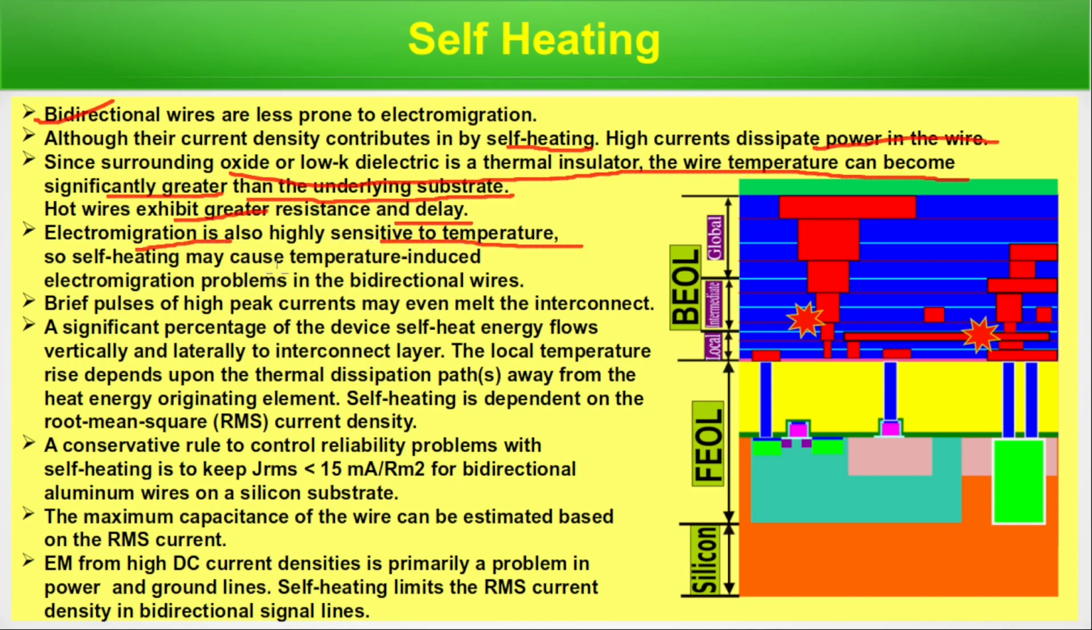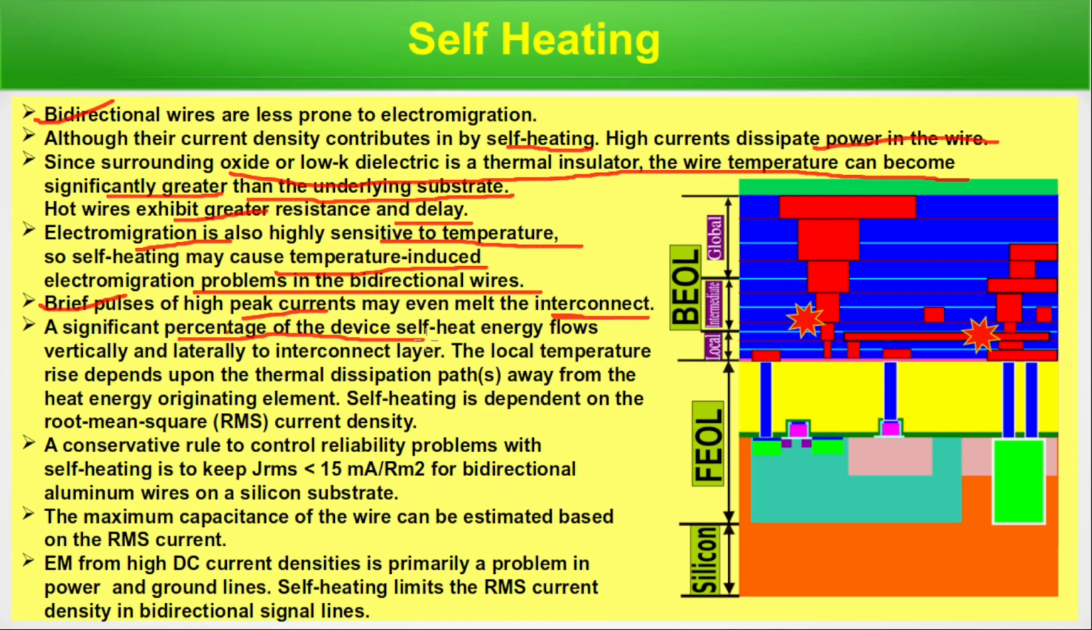So self-heating may cause temperature-induced electromigration problems in the bidirectional wires. Electromigration is sensitive to temperature. We have seen that equation. So here, if temperature continuously increases, it can lead to temperature-induced electromigration also. So brief pulses of high peak currents may even melt the interconnect, since brief pulses of high peak current create huge temperature that might melt the interconnect.